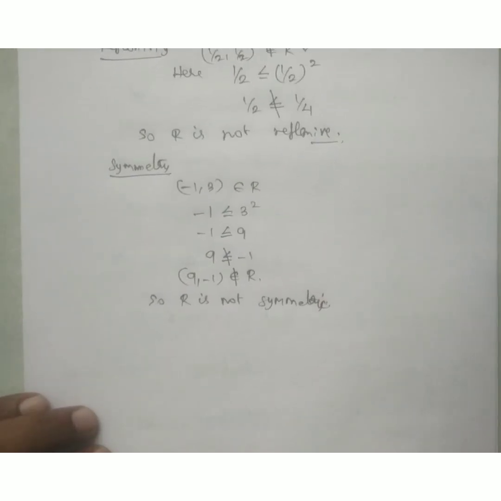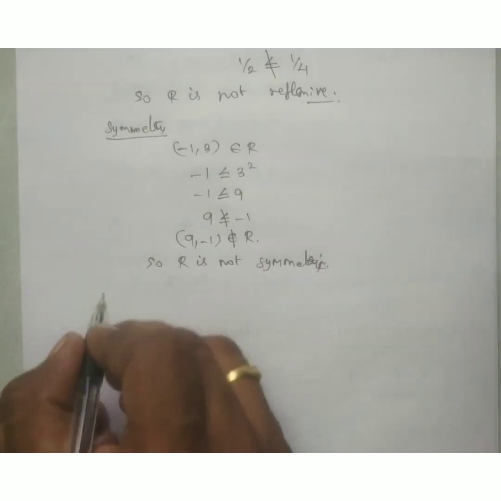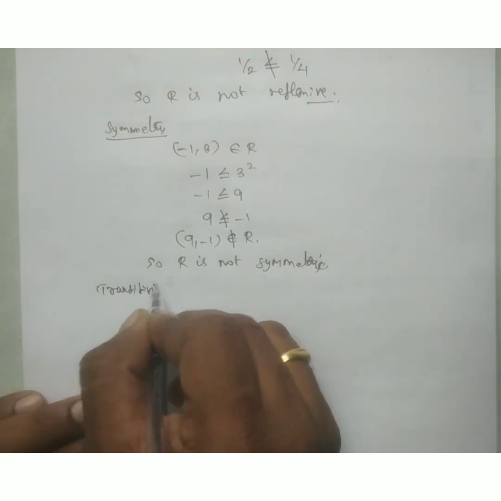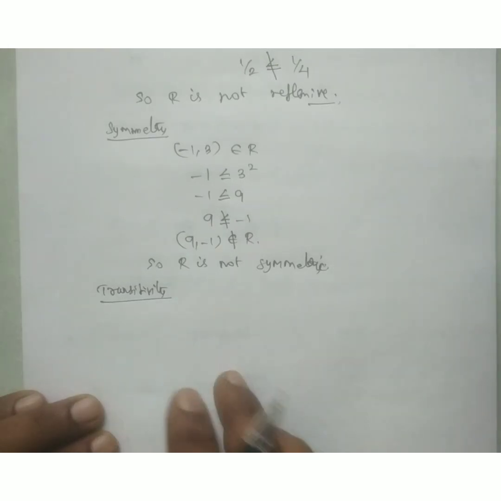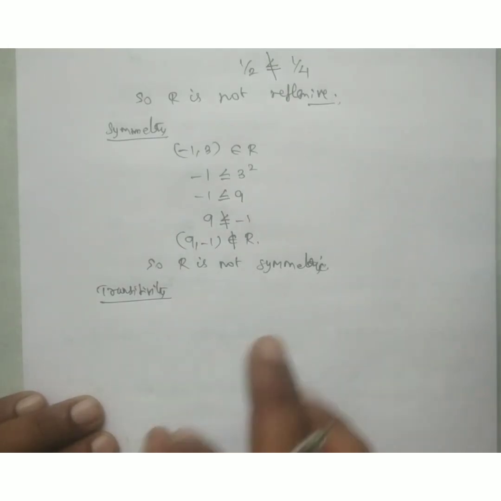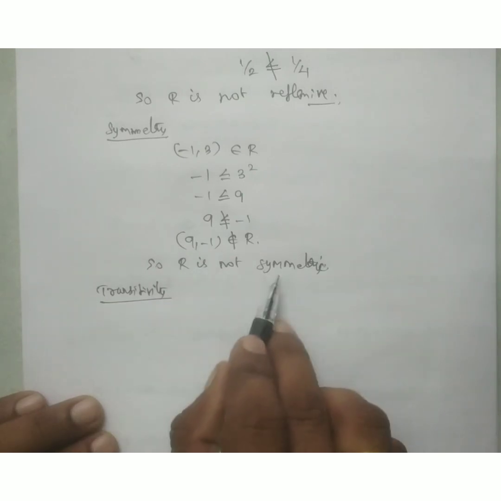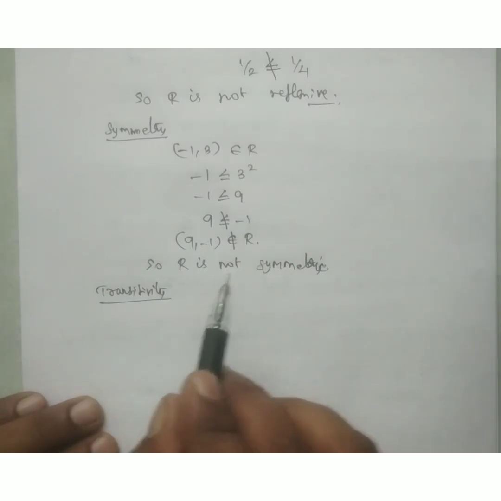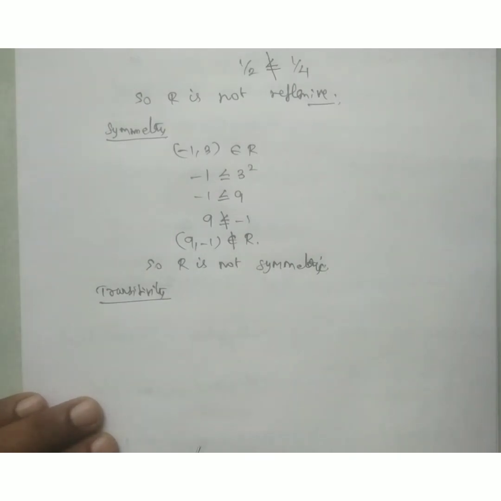So reflexivity over, symmetry over. Next I need to prove transitivity. One thing you have to keep in mind: if we want to prove it is symmetric, reflexive or transitive, we have to prove it generally. If we want to prove it is not reflexive, not symmetric, not transitive, it is enough to give only one example.